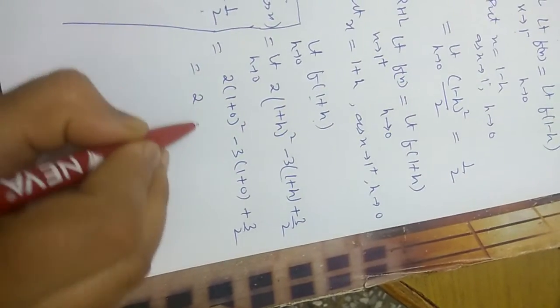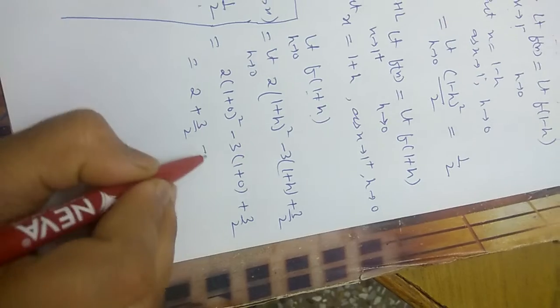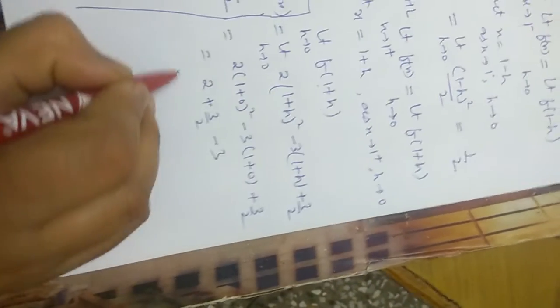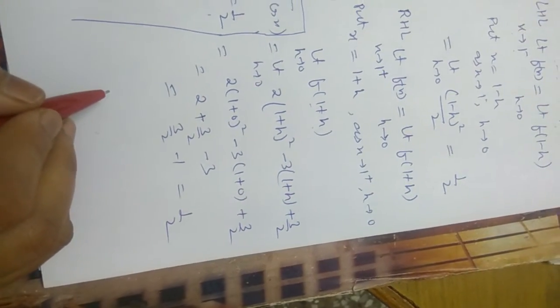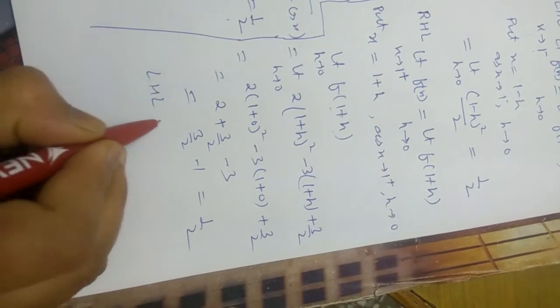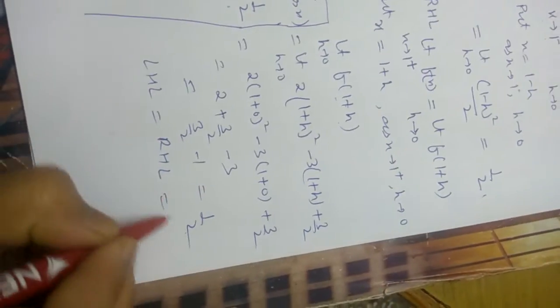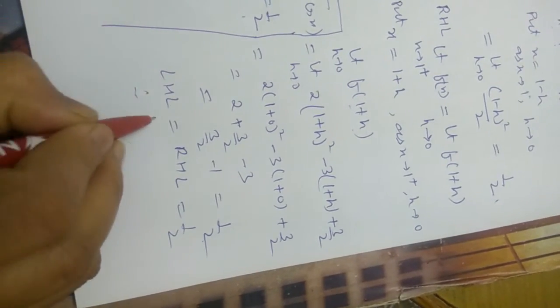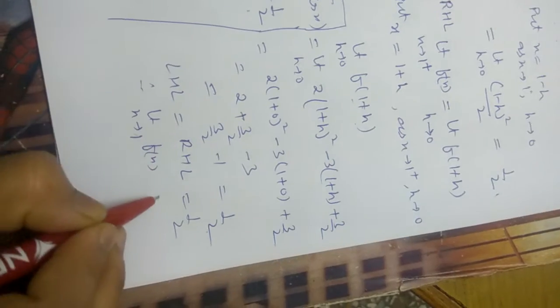It becomes 2 minus 3 plus 3 by 2, that is equal to 3 by 2 minus 1, that is equal to 1 by 2. And now both the limits: left hand limit is equal to right hand limit, because both the values are 1 by 2. It means limit x tends to 1 f(x) exists.